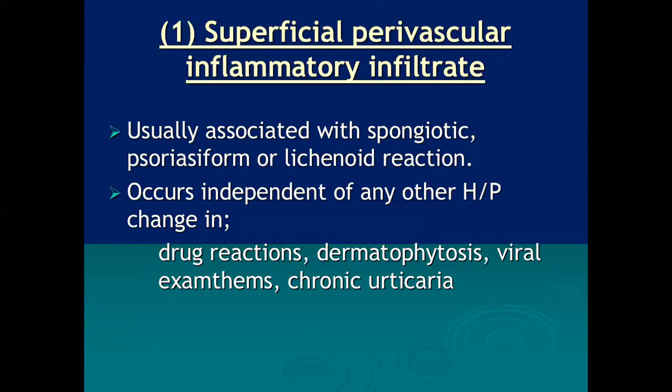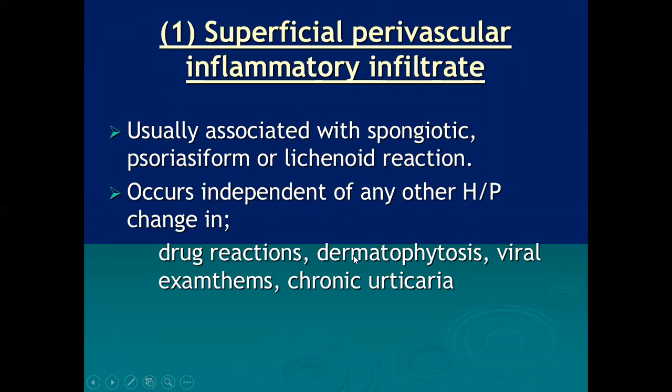Superficial perivascular inflammatory pattern. This kind of inflammatory pattern is usually accompanied with a spongiotic, psoriasiform, or lichenoid pattern. That is, psoriasis is characterized by a superficial perivascular infiltrate. Eczema is characterized by a superficial perivascular infiltrate. So if the superficial perivascular infiltrate is seen along with a spongiotic, psoriasiform, or lichenoid dermatosis, then frankly it carries no special significance in the diagnosis.